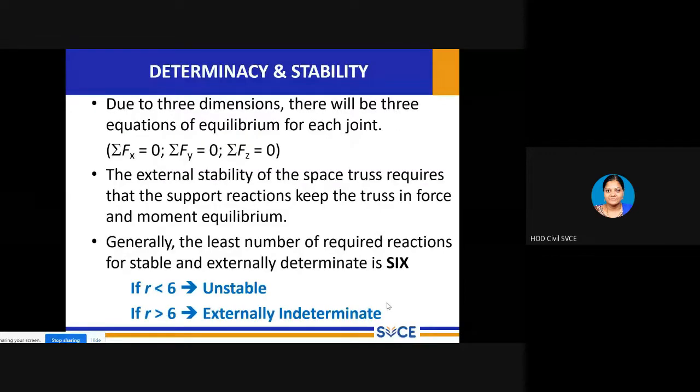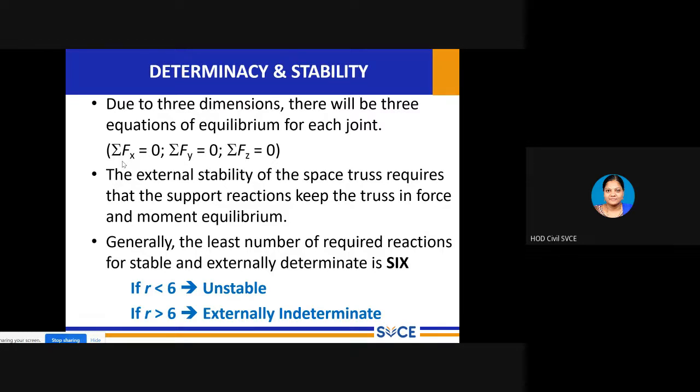And while we talk about the stability or the equilibrium of the space truss system, because it is in three dimensions, we have to consider the equations of equilibrium along the three mutually perpendicular axes. Therefore, for each joint, we have to consider the equations of equilibrium in three axes, x, y, and z. So this is the equation we're going to make use of while we deal with the equilibrium of the joint in the case of a three-dimensional truss or space truss. That is, summation Fx equal to 0, summation Fy equal to 0, and also summation Fz equal to 0.